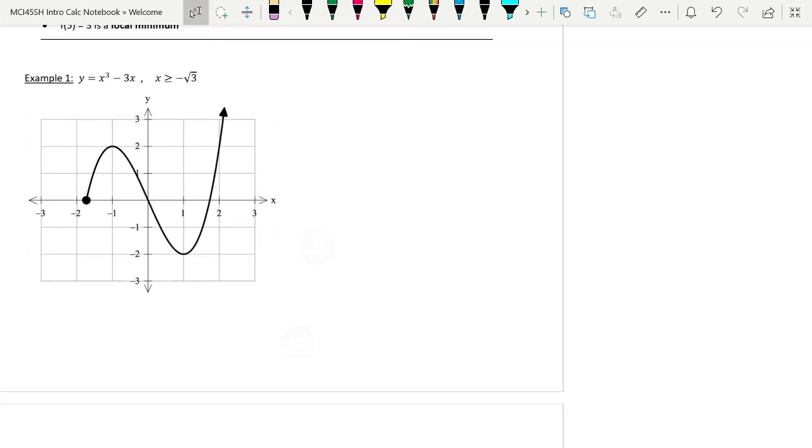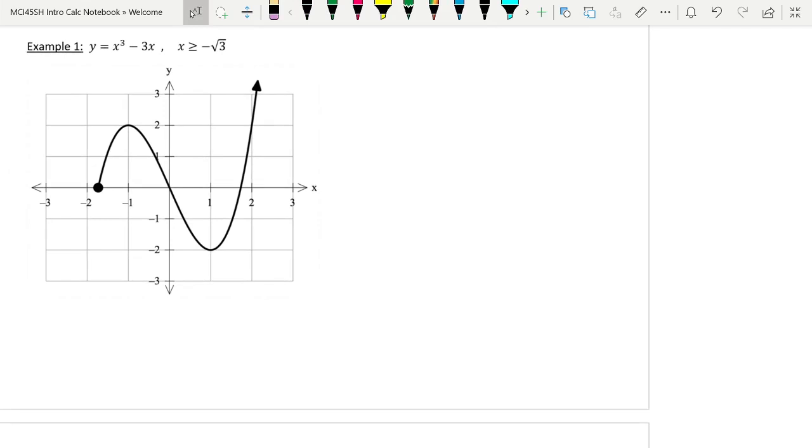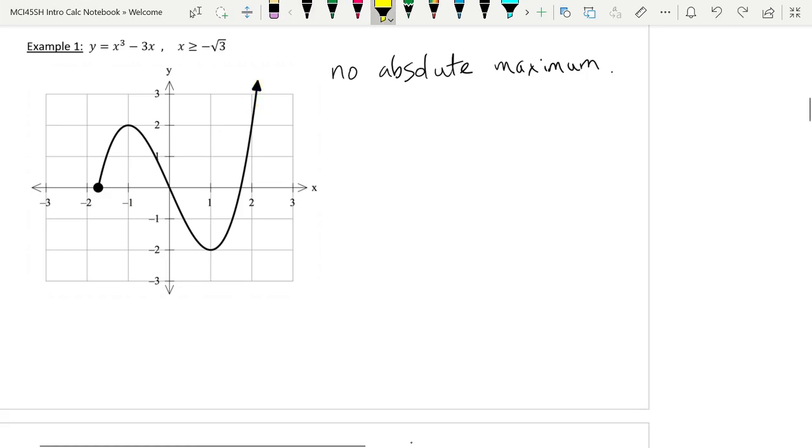So let's try to do what we just did on that first diagram here to example 1. Okay. What do we know? We know that we have no absolute maximum. How do I know that? How do I know looking at that graph that I don't have an absolute maximum? Right? Because of that. Because it's got an arrow going up. That thing's getting bigger forever. It's never going to have an absolute maximum. But I do have a local maximum when x equals -1. Okay.